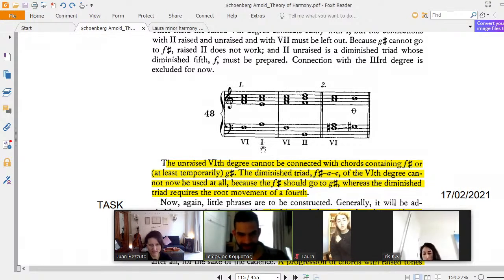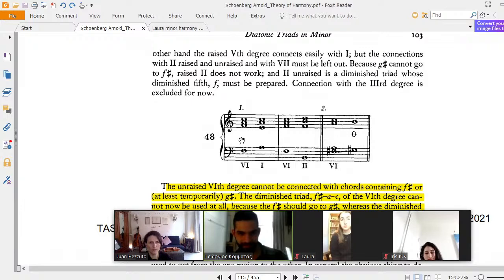Here. Yes, can be connected. The diminished can now be connected, but it cannot be connected with chords containing F sharp or at least temporarily G sharp. F sharp, A and C of the 6th degree cannot be used at all, because F sharp should go to G sharp, whereas the diminished triad requires a root movement of a fourth. So these are correct. That's why he said the 6 cannot be used in this context, because of the F sharp. So this chord is not going to serve us well, really.